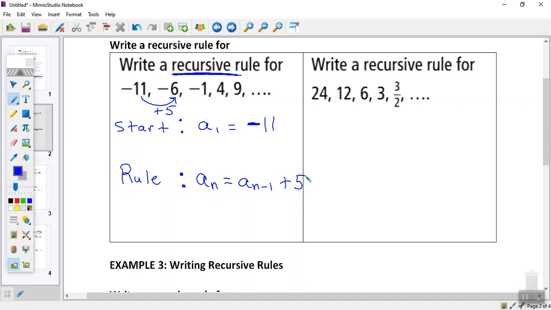Aren't 2 and 1 apart from each other? You understand why this is n and n minus 1 now? Okay, and then why the plus 5 here? The plus 5 is the pattern, or what's happening in this sequence. Okay? Let's try another one here, kids.